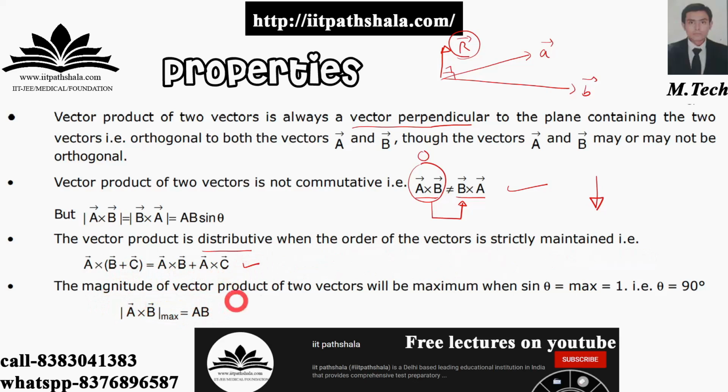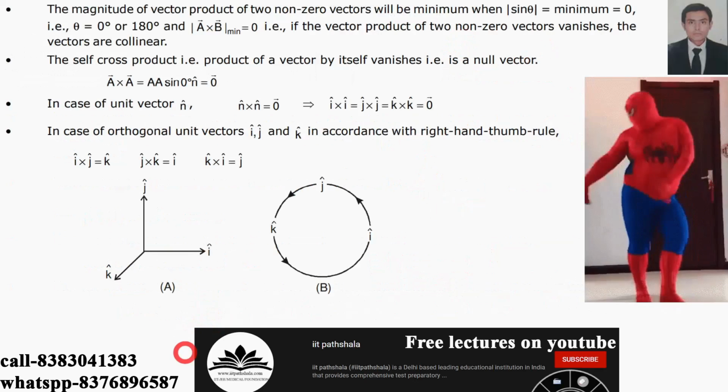Now the magnitude of the vector product of two vectors will be maximum when sine theta equals 1, because as you know that a cross b equals |a| |b| sine theta n cap. So that can be maximum if and only if sine theta is maximum, and that is when theta is having a value of 90 degrees. Okay, so the magnitude will be maximum at only theta equal to 90 degrees, which is nothing but the product of both of them, a into b.